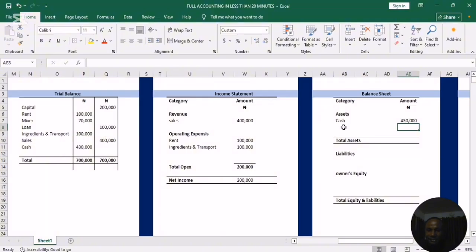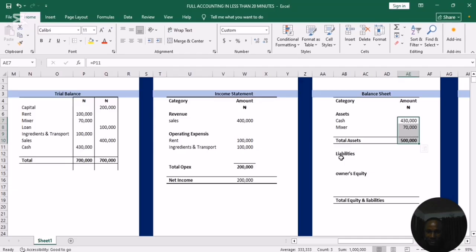Then the next asset is a mixer. The mixer was bought for the production of the pastry products, which is meant to be used over years. So we bring it in, the mixer is up here, then the amount, how much is it? So let's plug it in, 70K. So pull in the amount right here. All right, so these are the amounts for our assets. So let's pull them up and see the total amount of assets Mass Pastry Enterprises has. All right, so Mass Pastry Enterprises has assets worth 500,000.